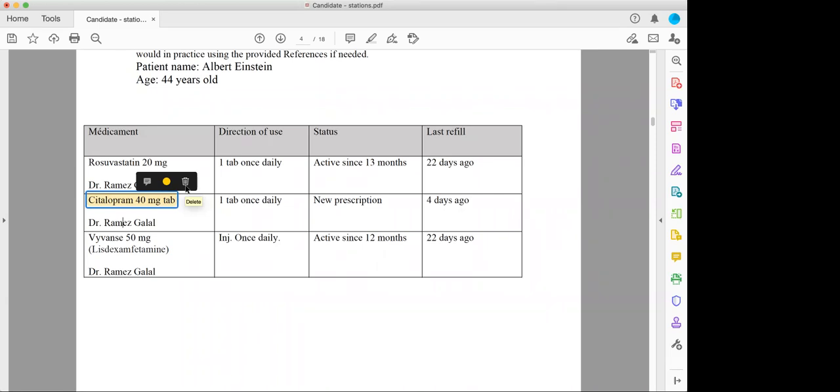Is that in our scope of practice to change the dose the first treatment of depression?